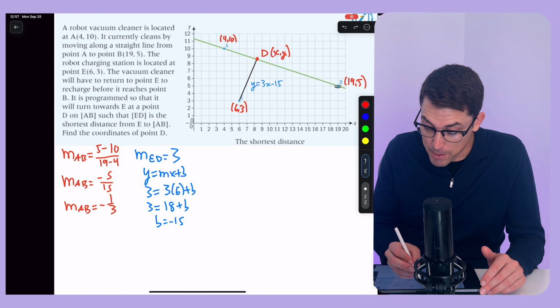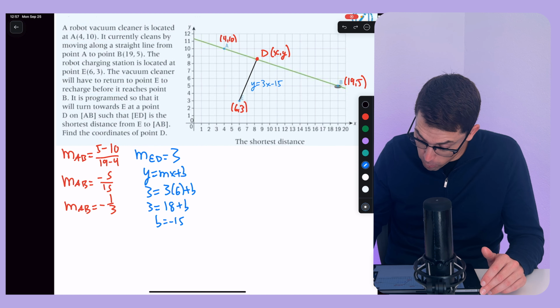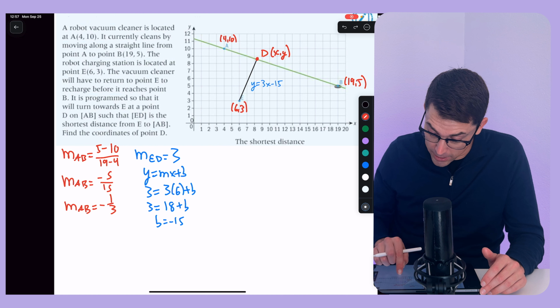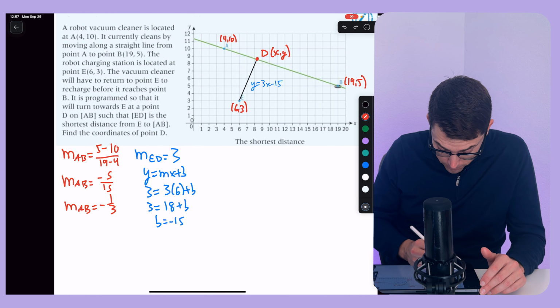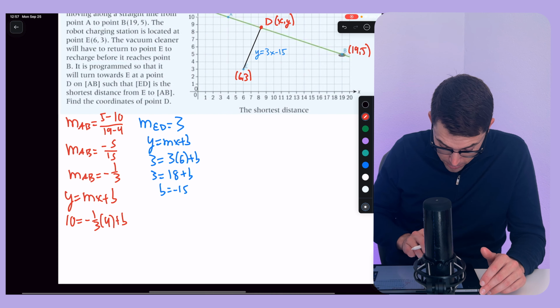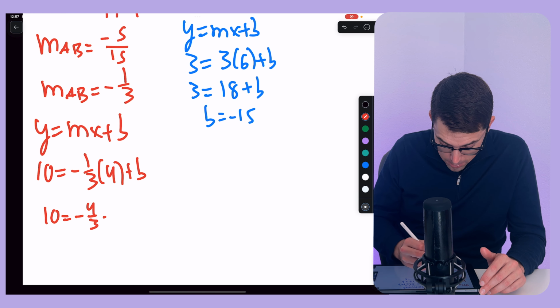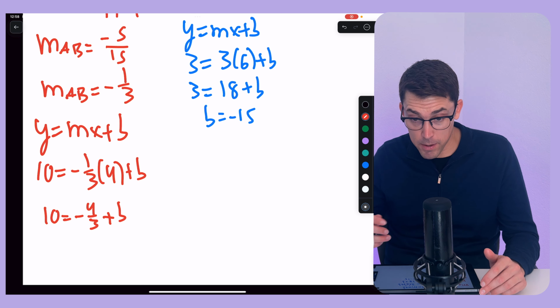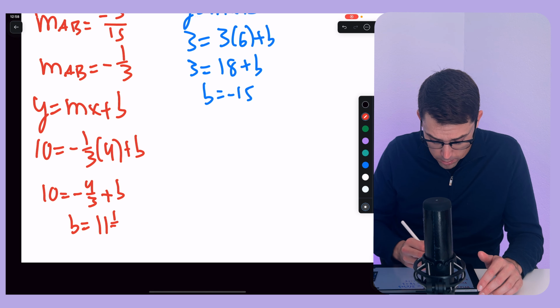So what does that mean? It means I need to figure out what this equation is here, which fortunately for us, we already found what the slope was, which is negative 1/3, and I have a point right here, (4, 10). So if I have y equals mx plus b, y would be 10. The slope is negative 1/3. My x is 4, and then my b is over there. So what would that give me? That would give me 10 equals negative 4/3 plus b. After I simplify this down, b would be equal to 11 1/3.